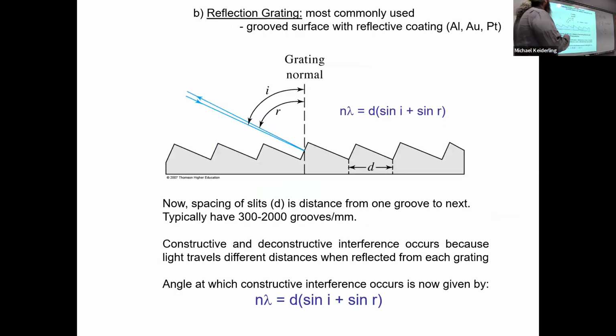But also pretty common is to use a reflection grating, which is the most commonly used for monochromators. It's a grooved surface with a reflective coating. You ever seen all those rainbowy holographic things? Like stickers or cards or things that were all rainbow. That's exactly what's going on with them. They're basically reflection gratings.